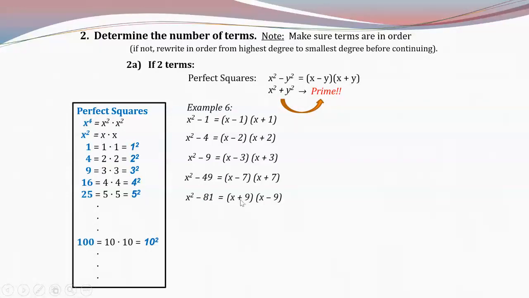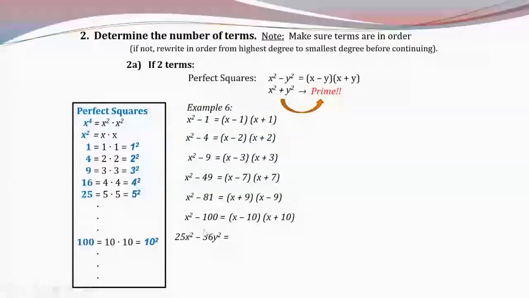If you notice here, I changed the sign first, right? It doesn't matter the signs. You can have the same variable and number or coefficient, but different signs. It doesn't matter what's first, the minus or the plus. x squared minus 100 will be x minus 10 and x plus 10.